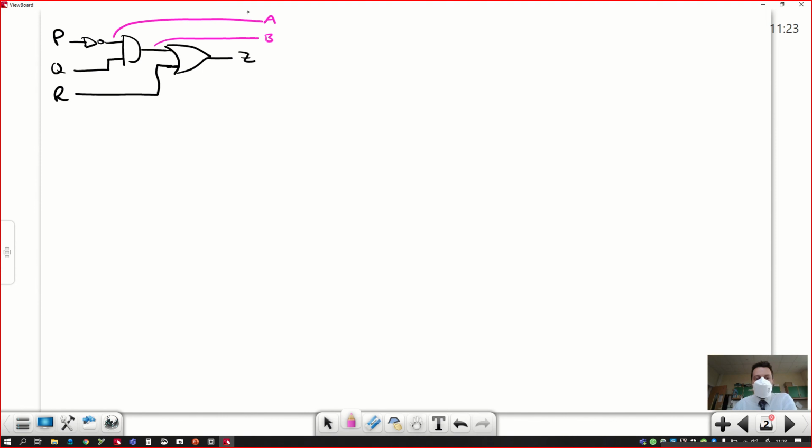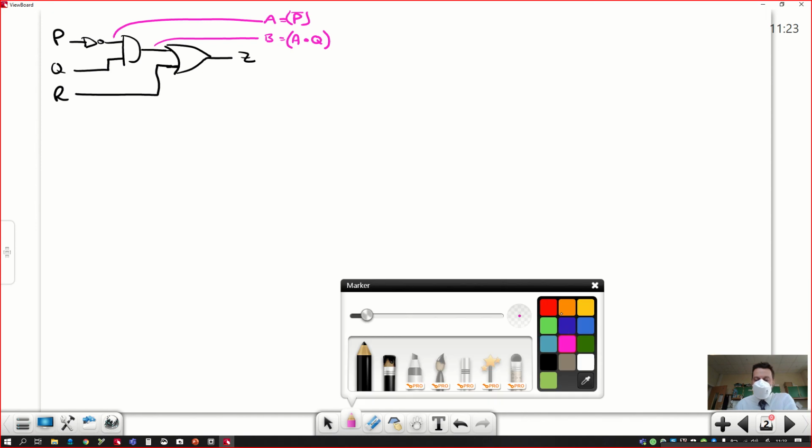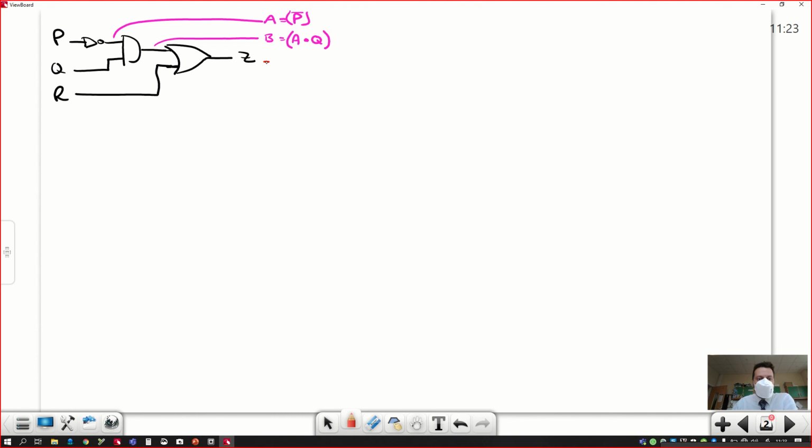And then you should write down the Boolean expression for them. A equals not P. A is the output of a NOT gate, where P is the input to that NOT gate. So A equals not P. And B equals A and Q. Because this is a combinational logic circuit and there's more than one gate, I'm going to put brackets around anything that is a gate on its own. Z equals, I can then do the Boolean term for Z, but I can keep it dead simple. Z equals B or R.